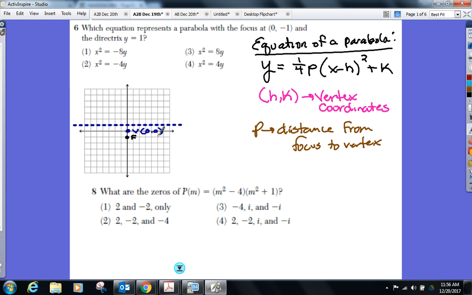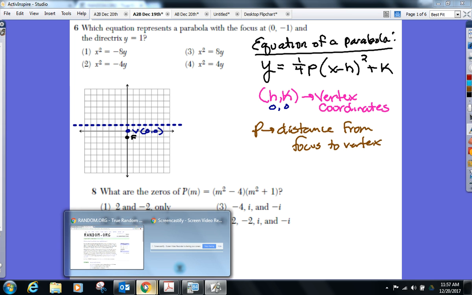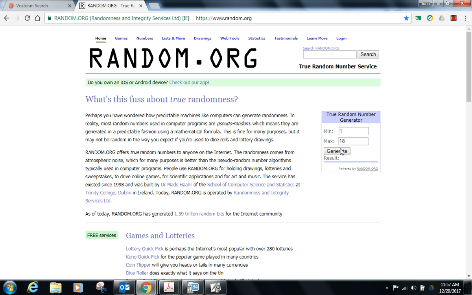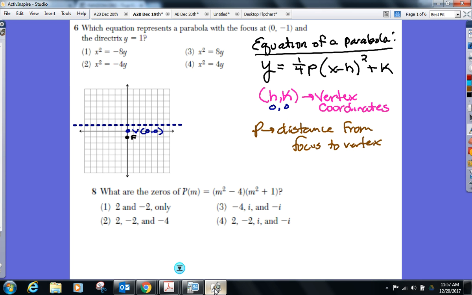Okay, so my vertex, h and k, are going to be (0, 0). Knowing that, help me find the p-value. What's the distance from the focus to the vertex? What's that distance right there from the vertex to the focus? Here we go. Let's hear from anybody. What's that distance? Just 1. So my p-value is 1. I have every value I need now.